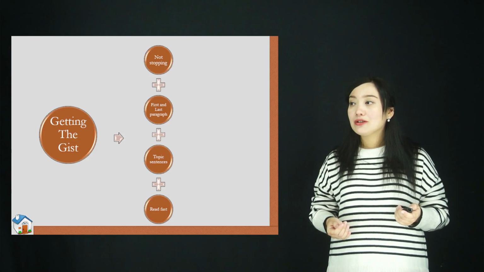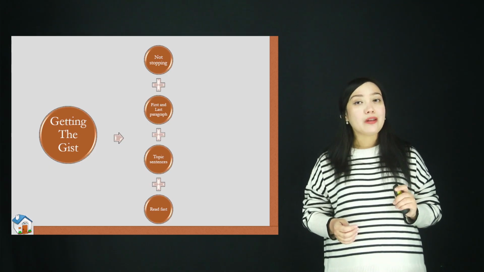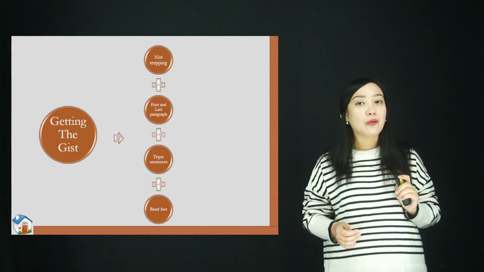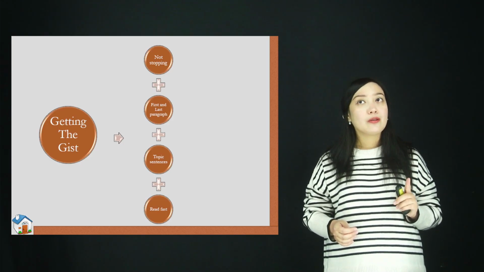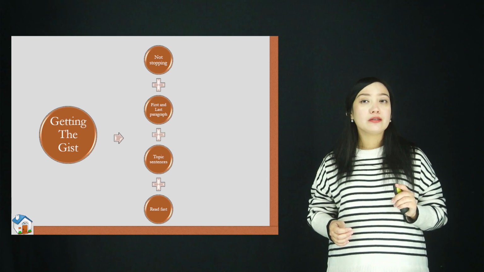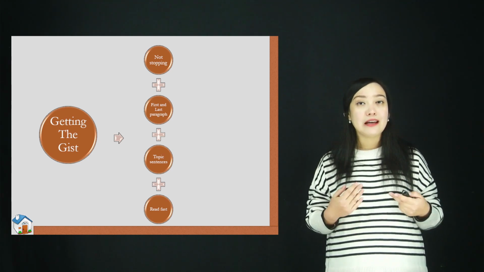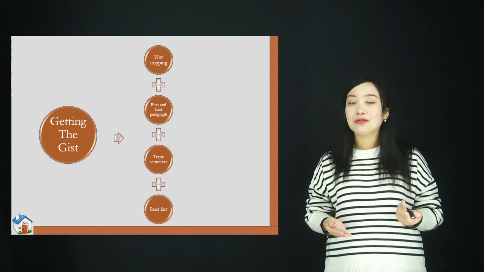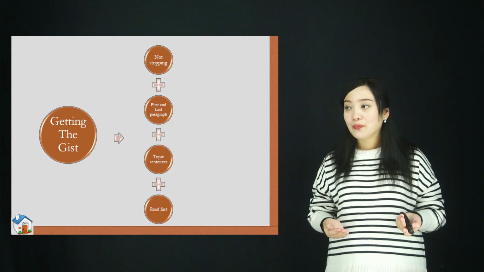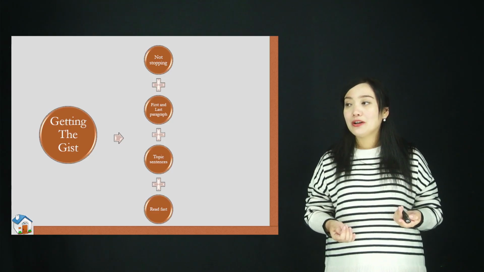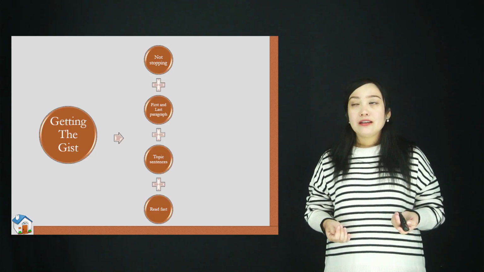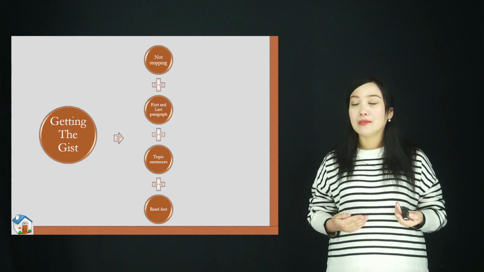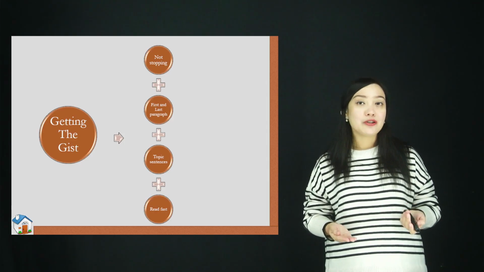So the next one, topic sentences. You know that every paragraph we have topic sentence at the top of the paragraph, and for example, one or two sentences can be topic sentence of the paragraph. So in topic sentences you can get the gist also. So the last one is also read fast. You should try to read the text fast, immediately and as much as possible.